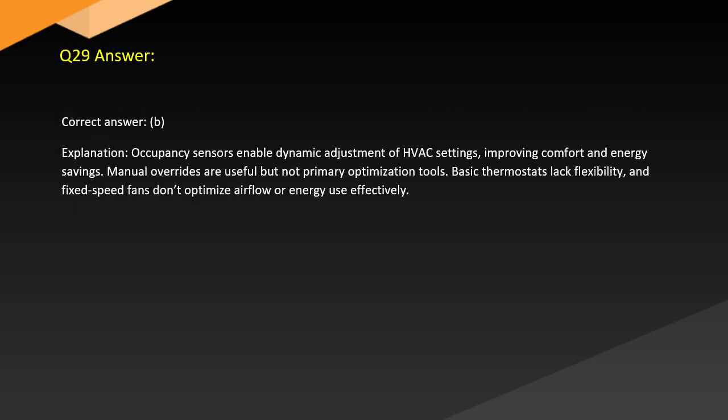Answer. Correct answer. B. Explanation. Occupancy sensors enable dynamic adjustment of HVAC settings, improving comfort and energy savings. Manual overrides are useful but not primary optimization tools. Basic thermostats lack flexibility, and fixed speed fans don't optimize airflow or energy use effectively.